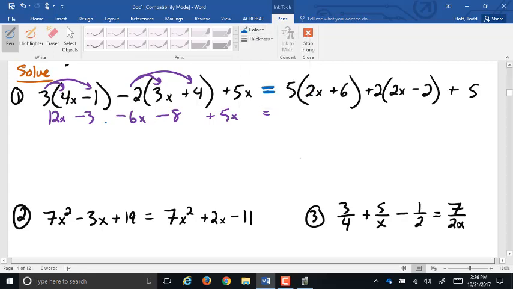What can we do with this before we move on? Is there anything else we can simplify, I should say? Yeah, 12x, negative 6x, and positive 5x make 12 and negative 6 make 6. 6 and 5 make 11. So that's 11x. Negative 3 and negative 8 make negative 11. So 11x minus 11. Any questions there so far?